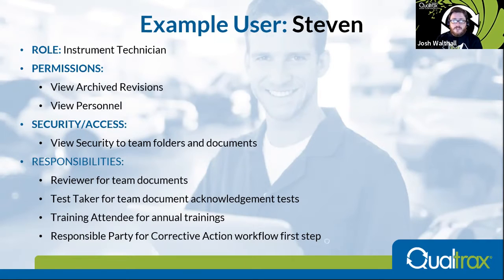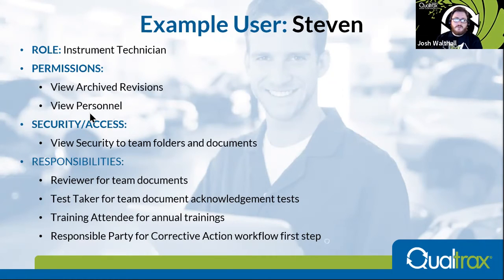As for permissions, Stephen doesn't require very many at all to perform his job duties. The only permissions he has are view archived revisions to allow him to see all previous revisions of a document to which he has view security, and view personnel to grant him access to the personnel screen so he can see general information about personnel in the system. Both of these permissions that he has are some of the least consequential permissions in the system.